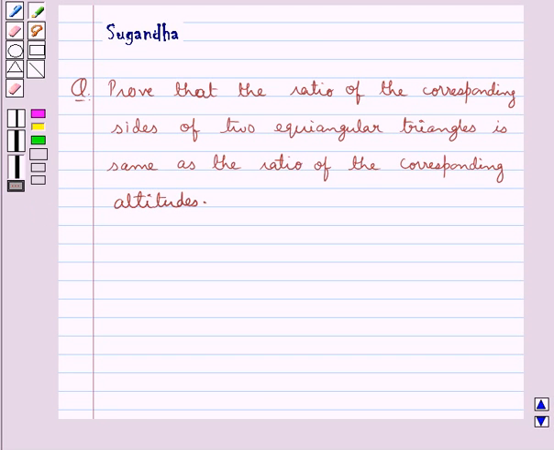In this session, we discuss the following question which says, prove that the ratio of the corresponding sides of two equiangular triangles is same as the ratio of the corresponding altitudes.